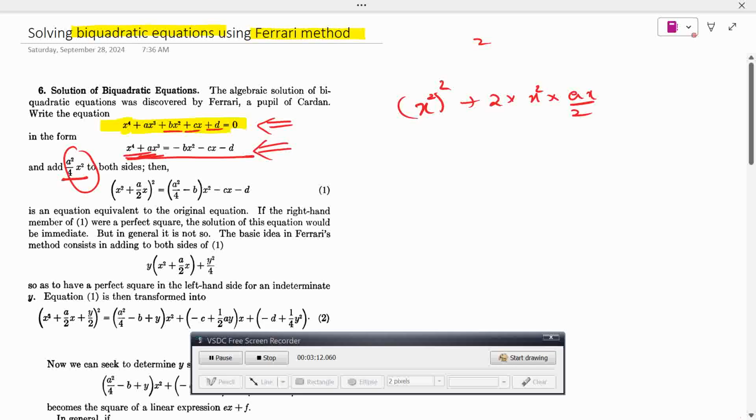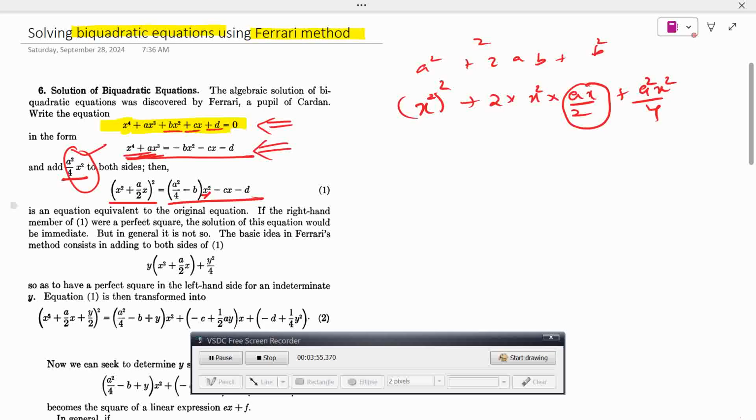So comparing, this is like a square plus 2ab plus. Now if you want to make this into a whole square, we will have to add that b square. So b is this, so we will have to add the square of this, that is a square x square by 4. That is what we are adding here. We add that to both sides. So this is the perfect square, and here we combine the coefficients containing x square. So we have this.